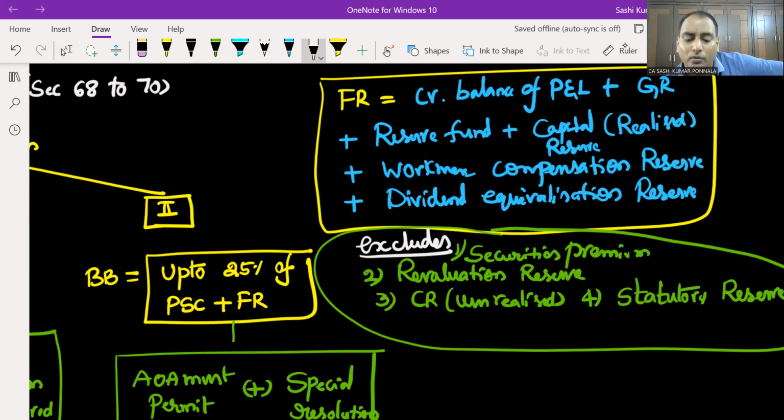Free reserves do not include securities premium. When the shares are issued at a premium, the premium amount is transferred to securities premium. So this cannot be taken as a free reserve because it is meant for specific purposes. Revaluation reserves, since it is an unrealized reserve, we don't take it into consideration. Statutory reserves should not be taken. Investment allowance reserve and export reserve are part of the statutory reserves. They are maintained to comply with the provisions of a particular statute. Therefore, they should not come under the definition of free reserve.